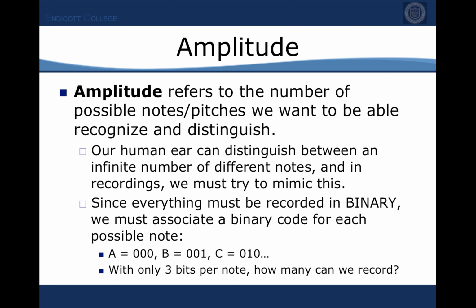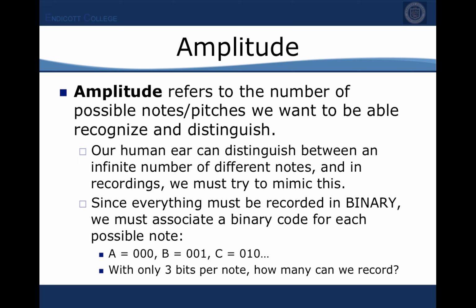Okay, amplitude, the other side of the story, talks about how many possible notes or pitches or tones you will be able to distinguish between and record. Our human ear, in theory, can distinguish between infinity, or at least a very large number, of different tones. So we're trying to mimic this. We don't have the ability to tell a recording device to recognize infinitely many different sounds, but we could do a lot. We could say, you should be able to distinguish between any reasonable amount of change in pitch or tone.